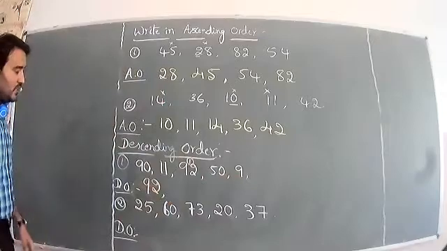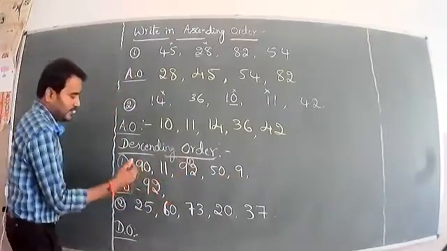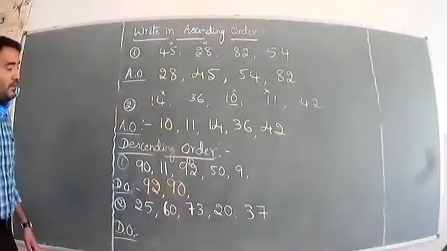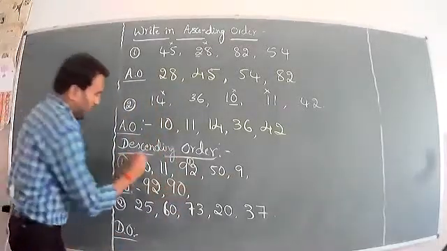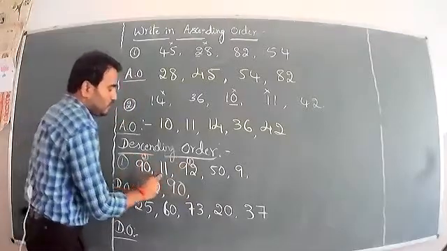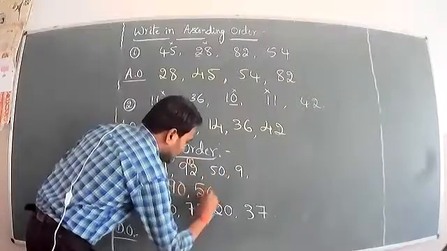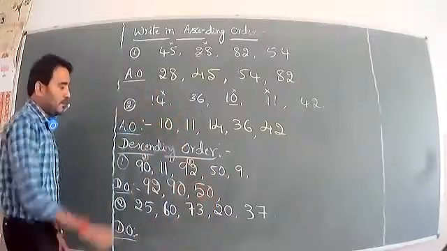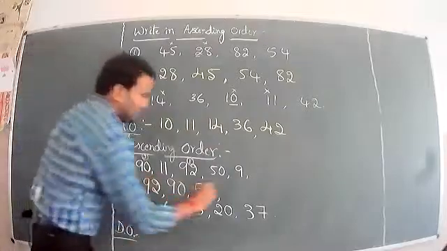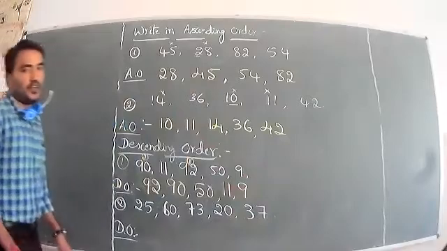Then which number is greater? So 92. Next one is 90. Is it right? These 2 numbers are over. Of the remaining 3 numbers, which number is greater? 50, because the tens place is 5. Next, comparing 11 and 9, which number is greater? 11 and 9. This is the descending order.